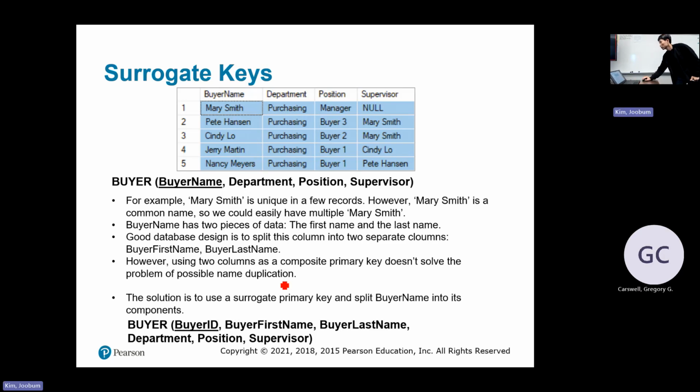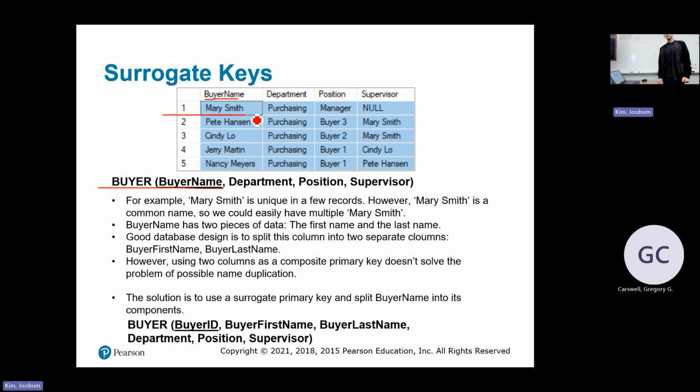So take a look at the example. This is a relation, the table. There are 4 columns: buyer name, department, position, supervisor, and there are 5 rows. We select buyer name as a primary key. Maybe possible, right? But take a look at the value in a primary key.